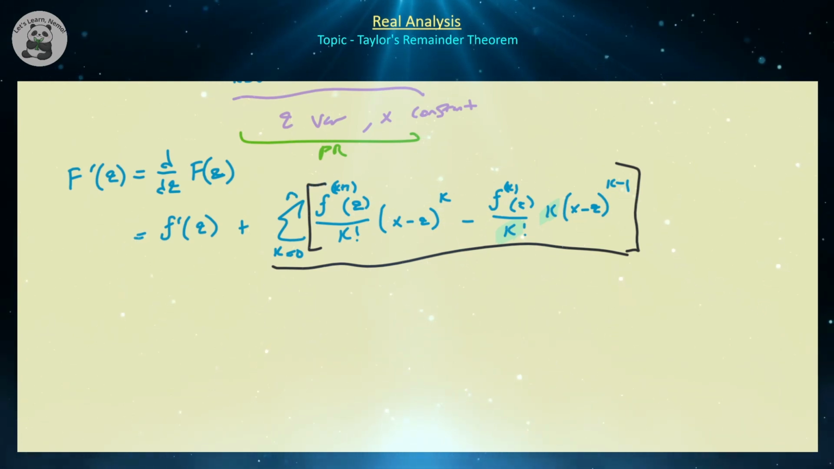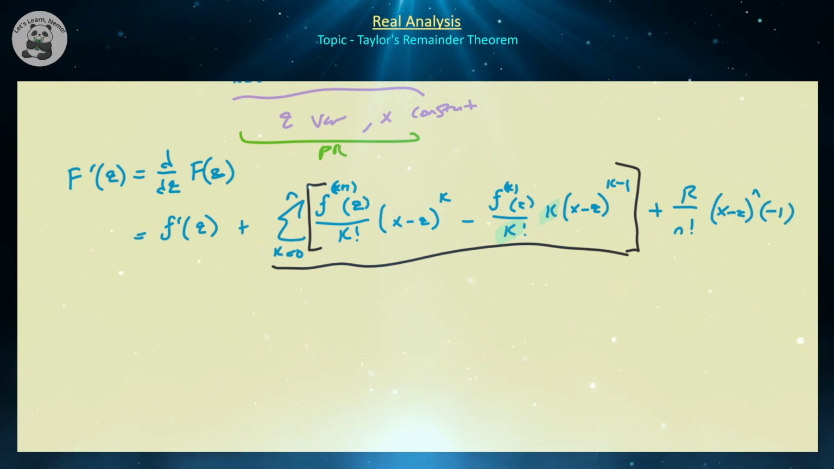And let's not forget our lonely little remainder term, which is just going to be equal to, so the derivative of something to the n plus 1, that's going to be equal to r over n factorial. And then we're going to have x minus z to the power of n, and then multiplied times minus 1. Okay, so once we clean this up a bit, what are we going to have?